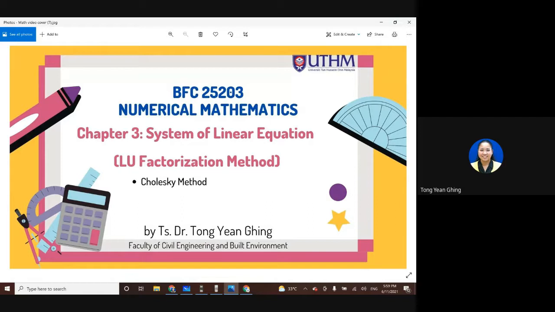Hi, good day. Today we will continue with Chapter 3, System of Linear Equations, with the second method of LU factorization method, which is the Cholesky method. So let's continue.